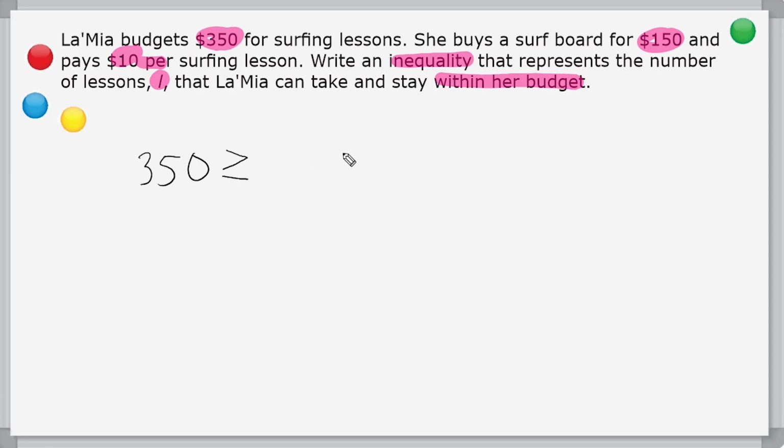So it says that she pays $150 for a surfboard, plus she's spending money on the surfing lessons, which are $10 per lesson. So we would take the cost per lesson and multiply it by L, which is the number of lessons. So this inequality right here does represent this situation.